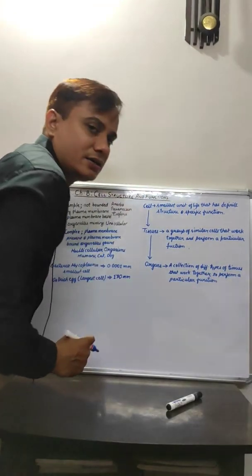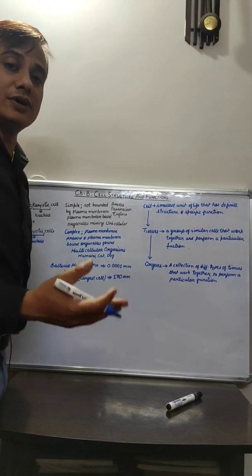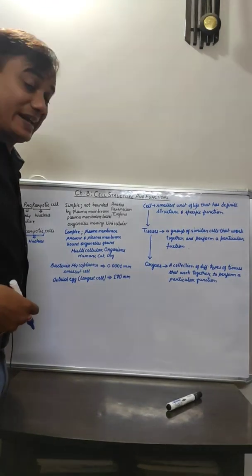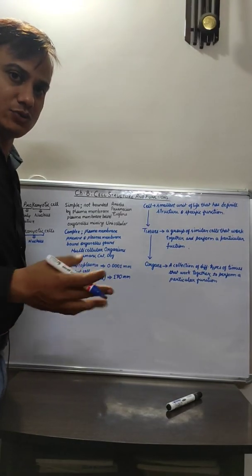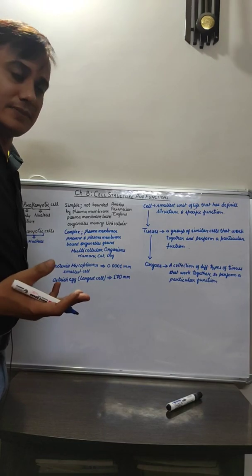What is the function of the heart? Pumping the blood. What is the function of the liver? To excrete some digestive juices. What is the function of the kidney? To purify the blood, right?